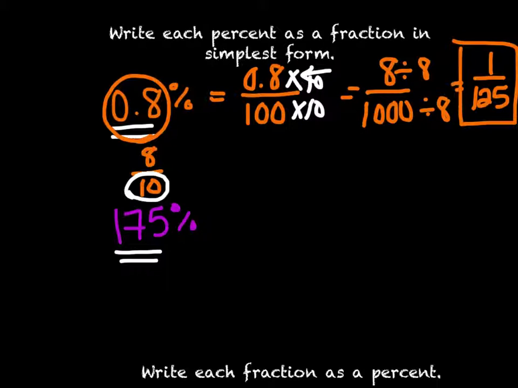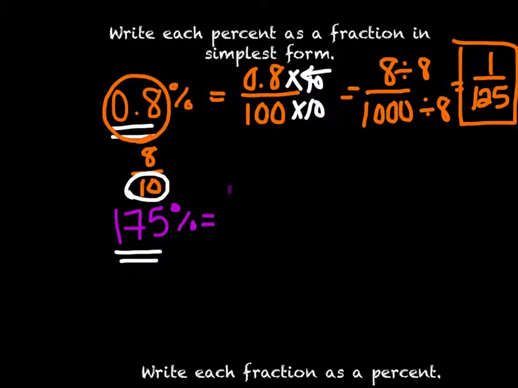Now, if you didn't see that we could divide the top and the bottom by 8, you could definitely divide the top and the bottom by 2. You'd get 4 over 500, both even numbers, so that means we could divide by 2 again. We get 2 over 250, still even numbers, so we could divide by 2 again, and we get 1 over 125. Alright, so now let's move on to this 175.